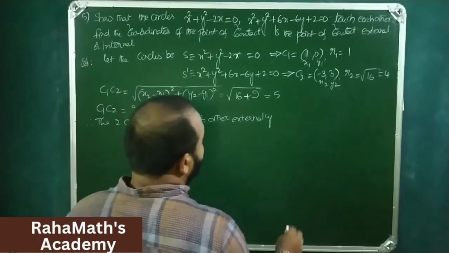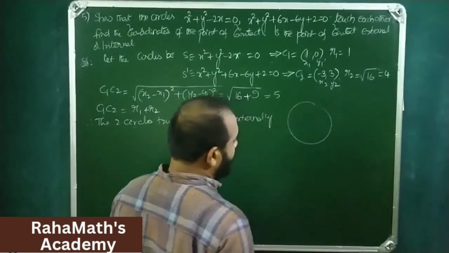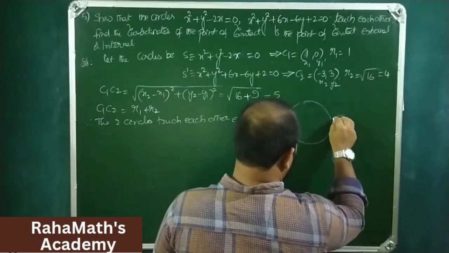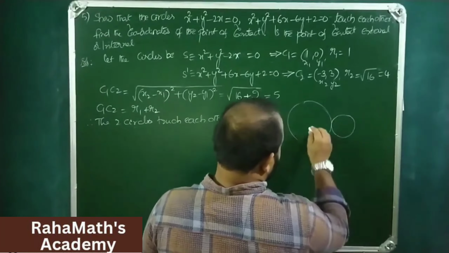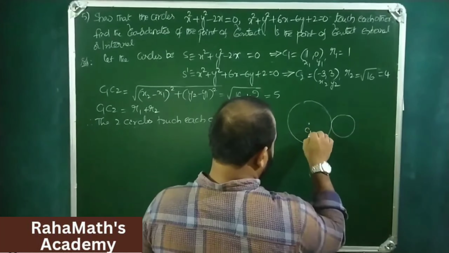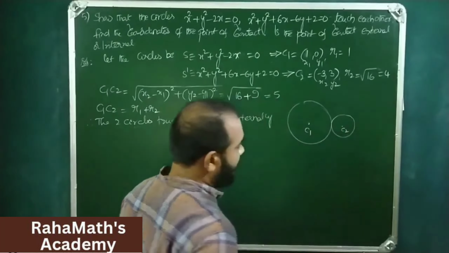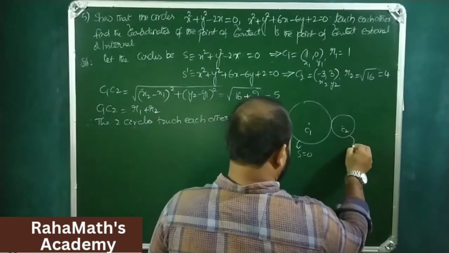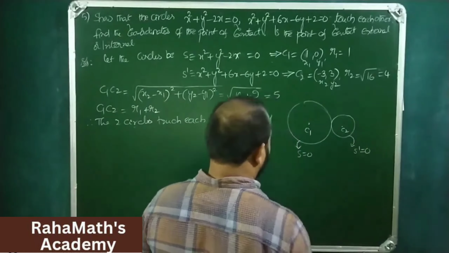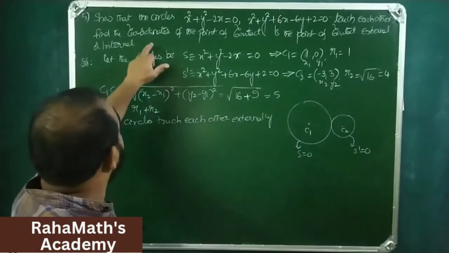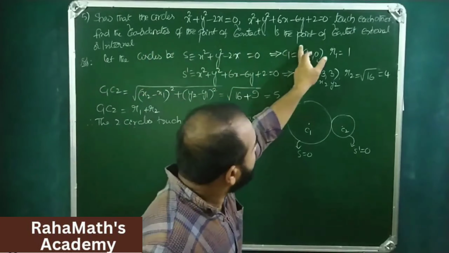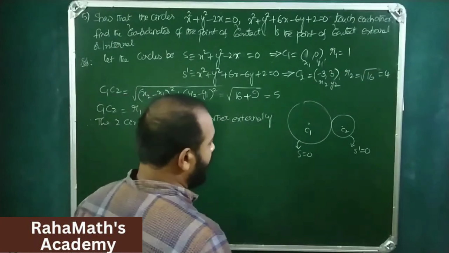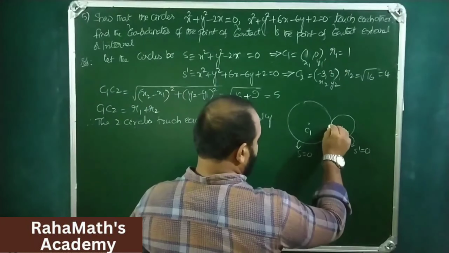So, immediately the relative position of the two circles must strike our mind. This is C1 and this is C2. So, the relative position of these two circles will be like this: S equals to 0, and this is S dash equals to 0. Now, find the coordinates of the point of contact. Is the point of contact internal or external? First of all, this is the point of contact P.